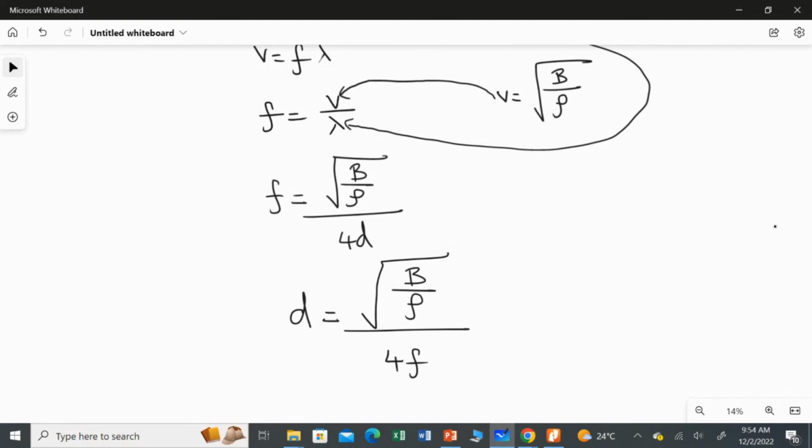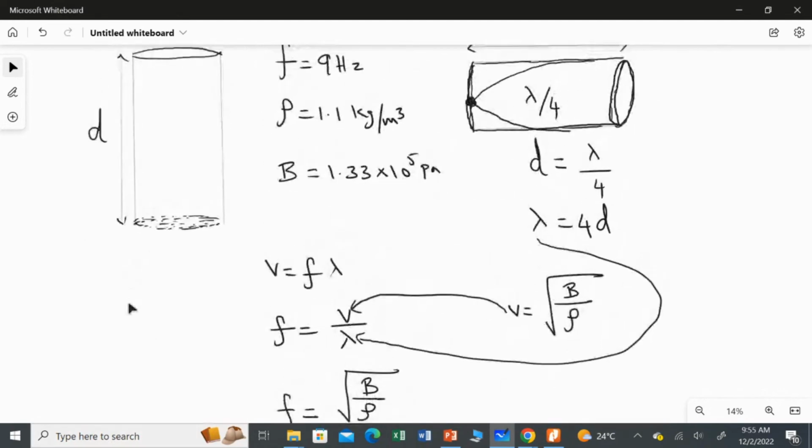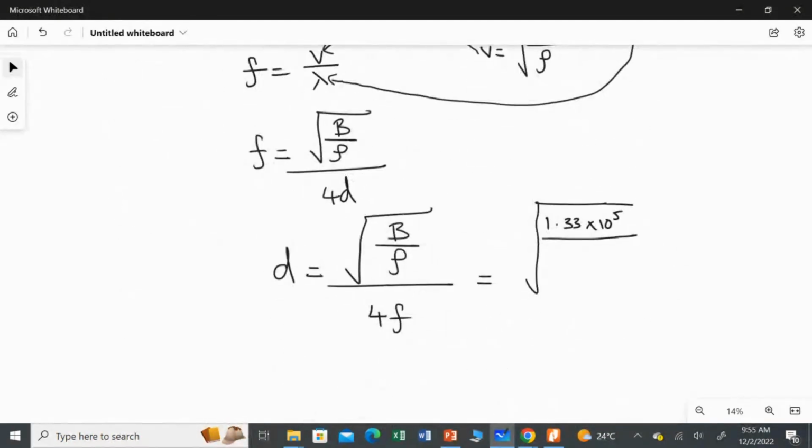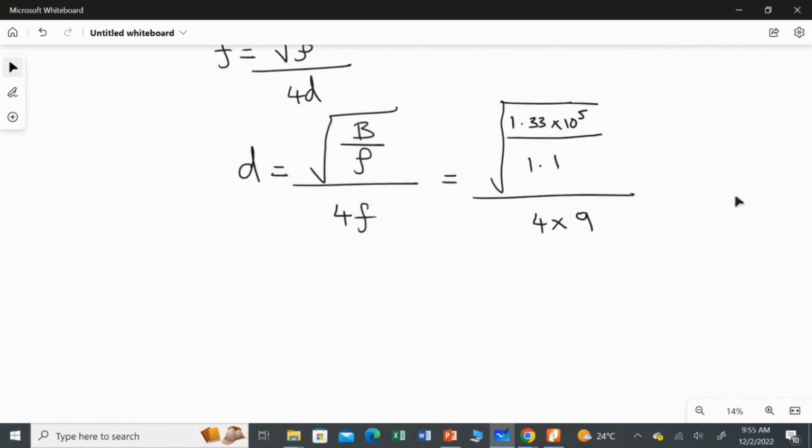Now I'm going to substitute the values, because we have all of them. Let's substitute one by one. What is the bulk modulus of the air? They mention 1.33 multiplied by 10 power 5, over the density of the air, which is 1.1 kilogram per meter cube, over 4 multiplied by the resonance frequency, which is 9 hertz. So I'm going to find the answer now. I have to use my calculator.